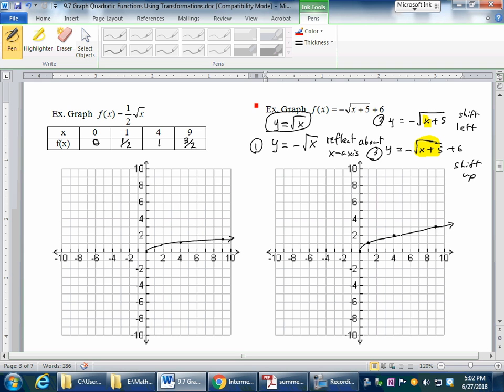So my point will be reflected. My first point, at 0, 0, when you reflect about the x-axis, will still be at 0, 0. And then I'm going to shift to the left 5 units, and then shift up 6 units. So this ended up right there. Now I'm going to shift the next point. If I reflect this point about the x-axis, it will end up right here.